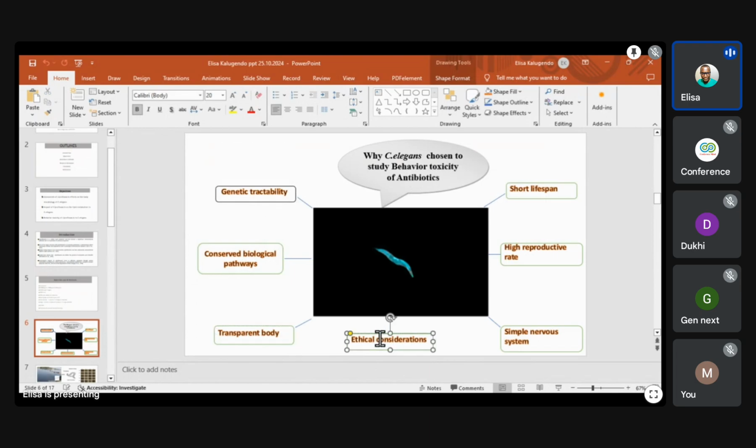We say it has minimum ethical considerations, so there is no rigorous ethical clearance you need to go through to use this particular animal for your study. It has a simplified nervous system, and it has high reproductive potential. So one C. elegans can give you a good number of embryos at one stage, which can be used in your study.